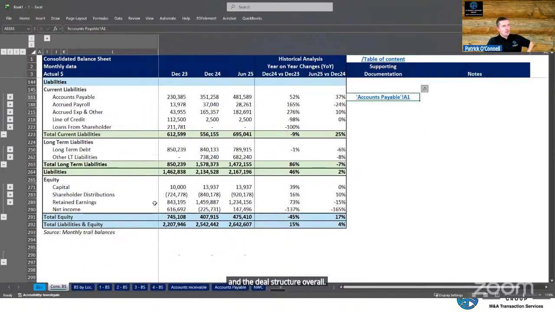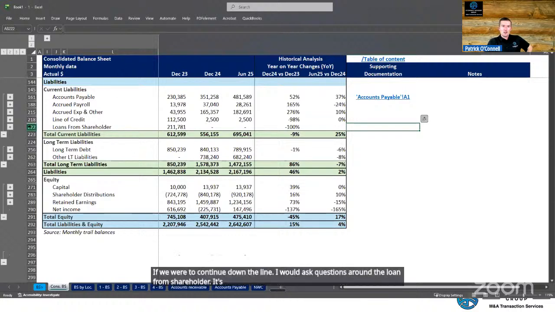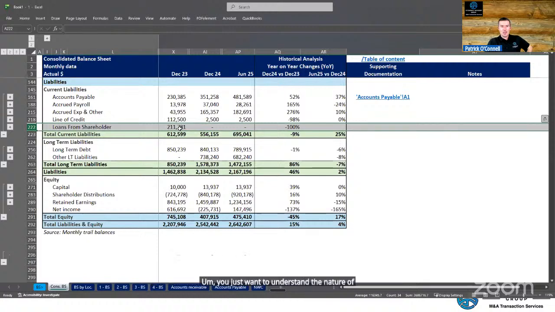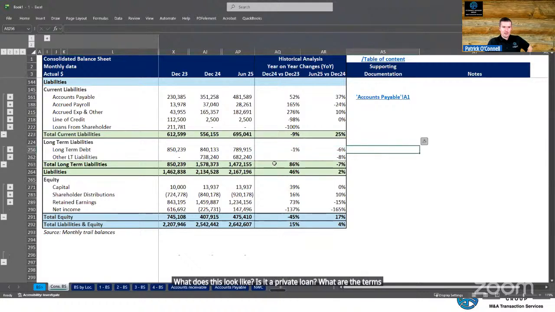If we were to continue down the line, I would ask questions around the loan from shareholder. It's very likely this is owner related. You just want to understand the nature of this balance sheet account. And then I would walk through some of the long-term debts of the company. What does this look like? Is it a private loan? What are the terms, etc.? Does the business have an SBA loan already? Believe it or not, I've seen that in practice on a few deals.